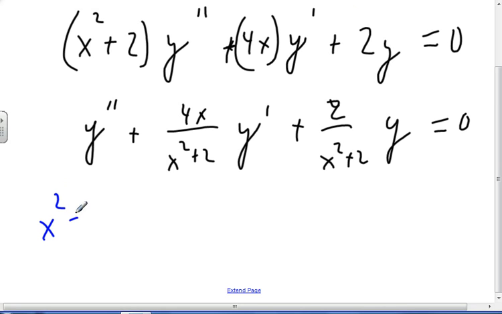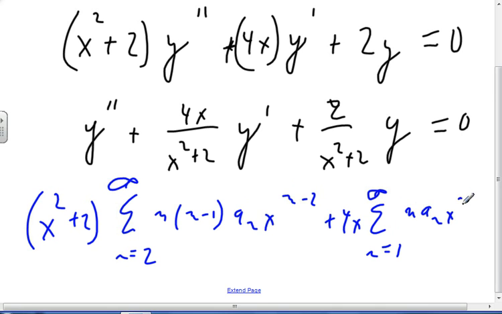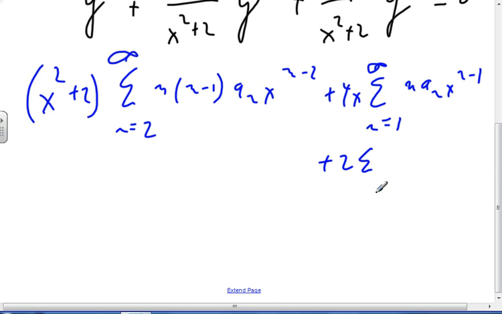So I've got x squared plus 2 times summation n equals 2 to infinity, n times n minus 1, a n x to the n minus 2, plus 4x summation n equals 1 to infinity, n a n x to the n minus 1, plus 2 summation n equals 0 to infinity, a n x to the n is equal to 0.